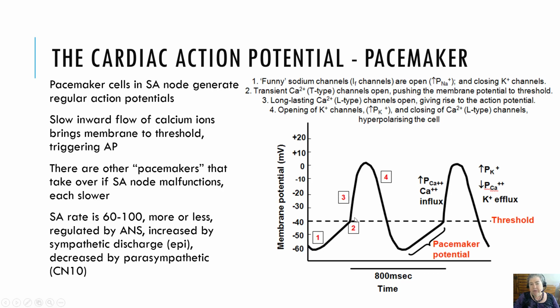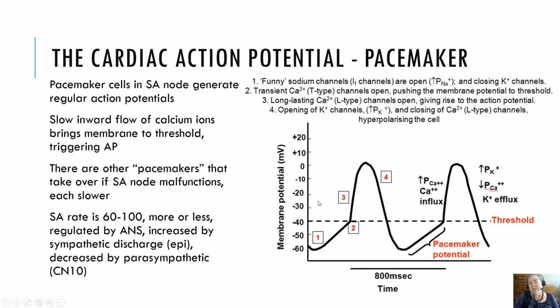Now, if there is input from the sympathetic arm of the autonomic nervous system, this slope becomes a little steeper and the rate is a little faster, and vice versa. Parasympathetic input decreases this slope a little bit, slowing the rate. But the sinoatrial rate is more or less 60 to 100. Sinus rhythm we define as 60 to 100.